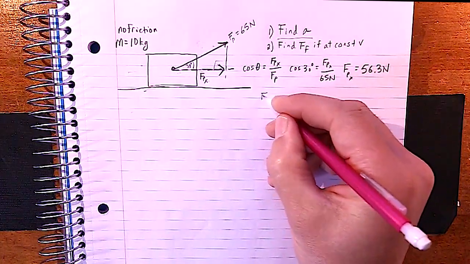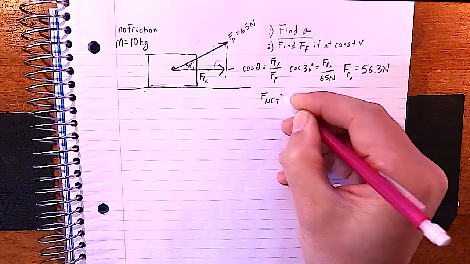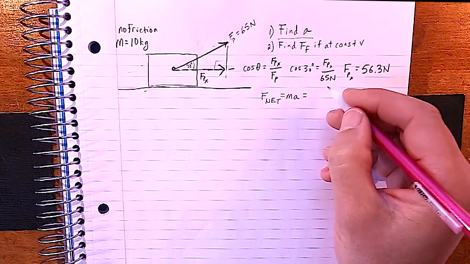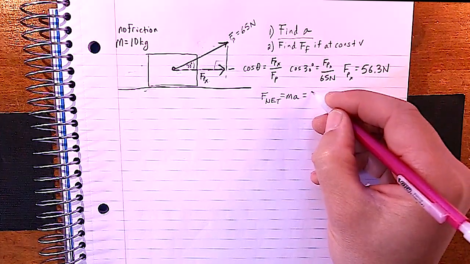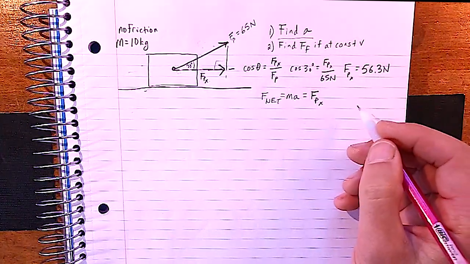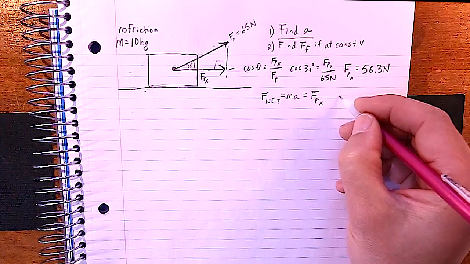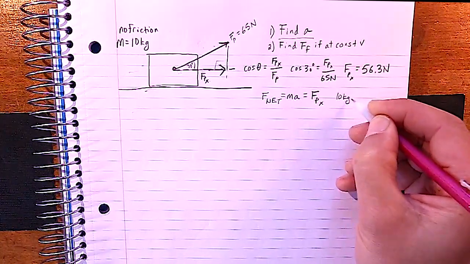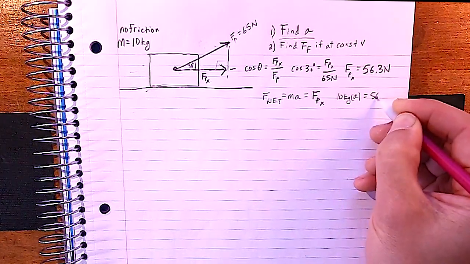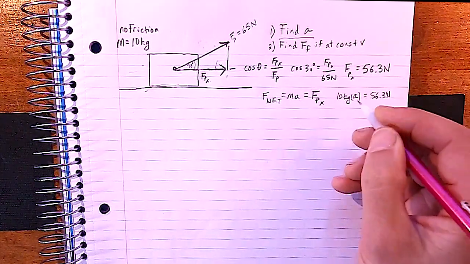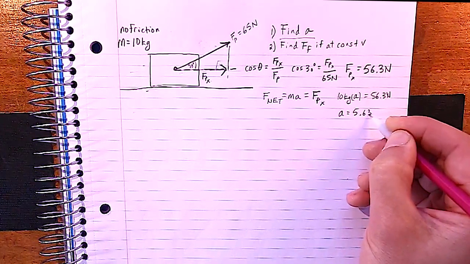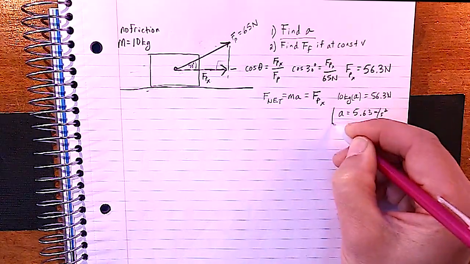But the question was to find the acceleration. So we need an Fnet equation. So we have Fnet equals ma equals, and that's going to be equal to our FPX because that's the only force that's acting in the plane of acceleration. So our mass, we said, was 10 kilograms, times a is equal to 56.3 newtons. So our acceleration comes out to 5.63 meters per second squared.